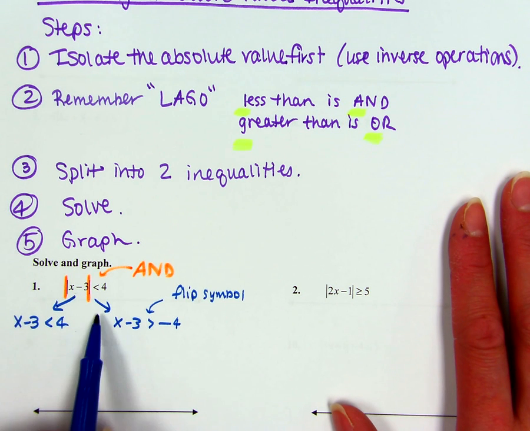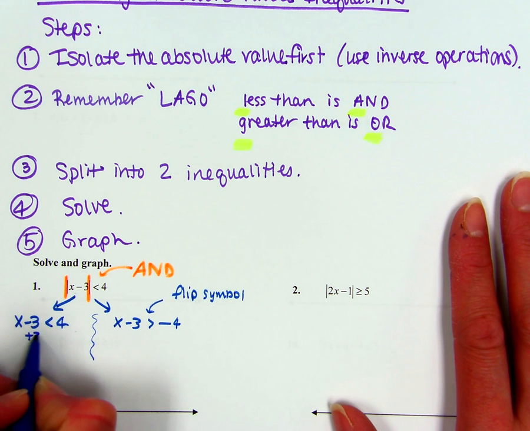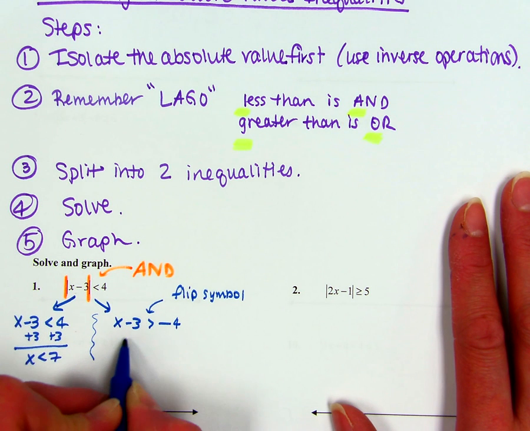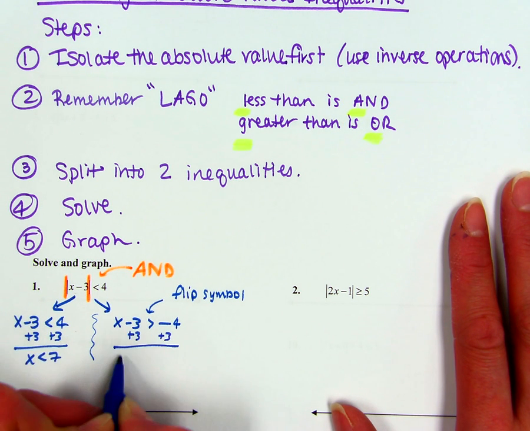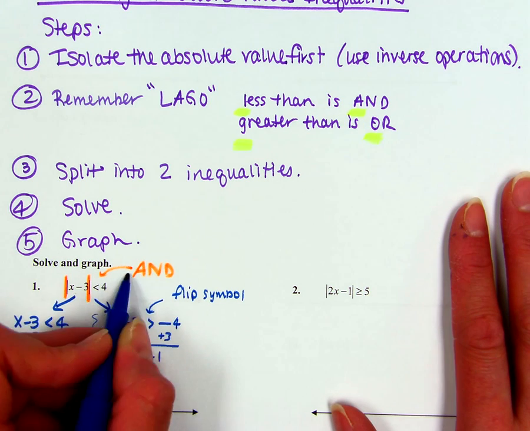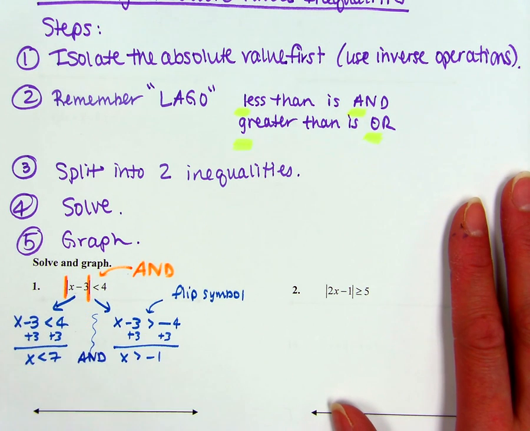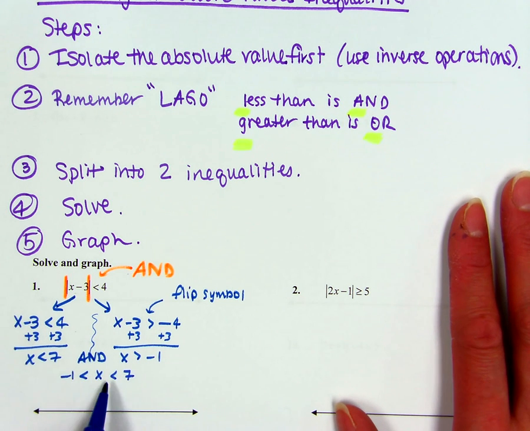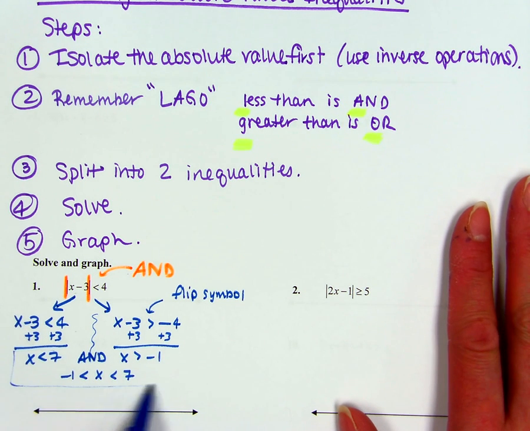Now you're just going to solve like you normally would. So I'm going to add 3 to both sides. I get x is less than 7. Here I add 3 to both sides, and I get x is greater than negative 1. Now this is an and. So remember, you could leave your answer like that, or you can write it with the three-sided inequality, where you have negative 1 is less than x, which is less than 7.